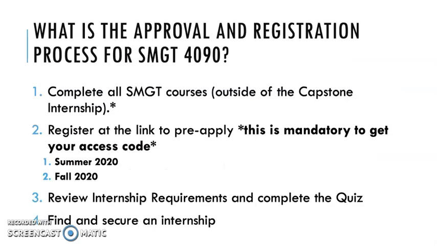So the approval process is an 8-step process in itself, but all students must complete the SMGT courses outside of the capstone internship. This means that all of your SMGT courses should be completed and passed before you register for SMGT 4090. You should have received a link to register or pre-apply to receive your access code to access your quiz. And there's 2 access codes for the summer and the fall. Then you'll want to review the internship requirements here and complete the quiz next, and then find and secure an internship.